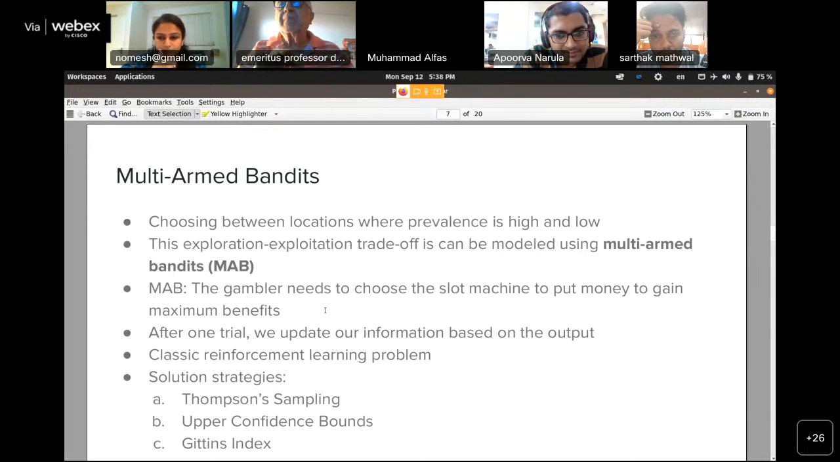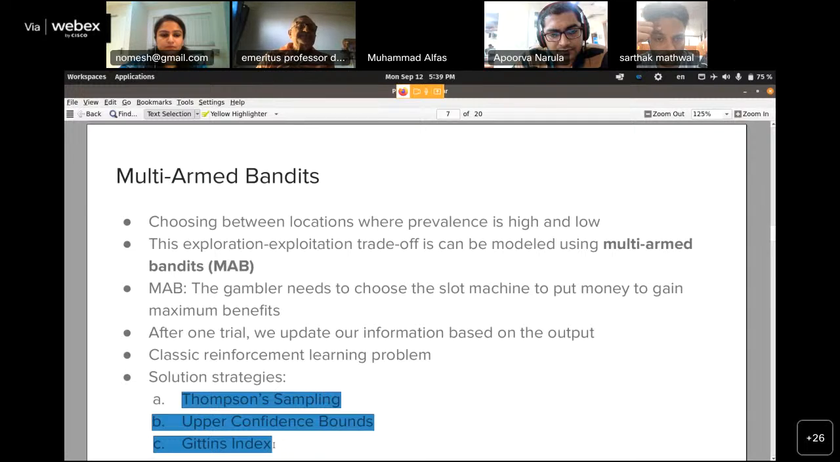Okay, so MAB is sort of a reinforcement learning technique? Yes, exactly. It's actually a reinforcement learning problem. And you are basically deciphering the probability distribution of the prevalence rate of each of those cities? Yes, yes. Actually, it's a problem, not a solution algorithm. It's a type of problem, and solution strategies have been developed over time, and there are different solution strategies available.